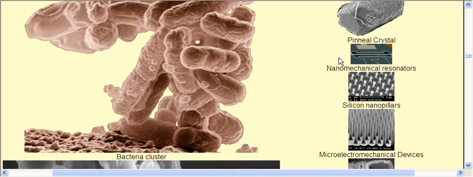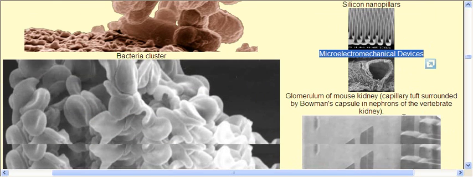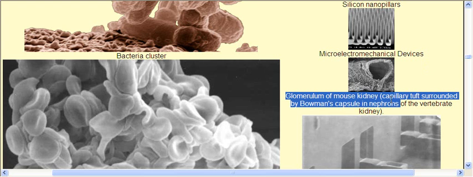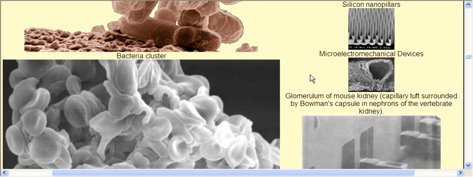And here's some more stuff that we humans can make. Nanomechanical resonator, silicon, nanopillar, microelectromechanical devices, the little things sticking up. The glomerulus of a mouse kidney. Capillary tuft surrounded by Bowman's capsule, nephrons of vertebrate kidney. So there's a kidney. Capillary.